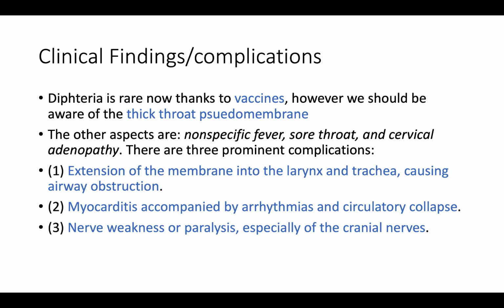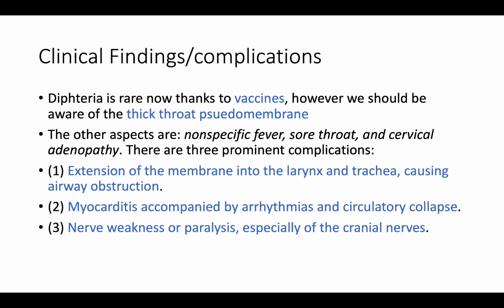What are the clinical findings and complications? Diphtheria is rare due to vaccines. However, we should be aware of the thick throat pseudomembrane. Other aspects: non-specific fever, sore throat, cervical adenopathy. There are 3 prominent complications. If this membrane extends into the larynx and the trachea, it can obstruct it, and this is a very big problem.